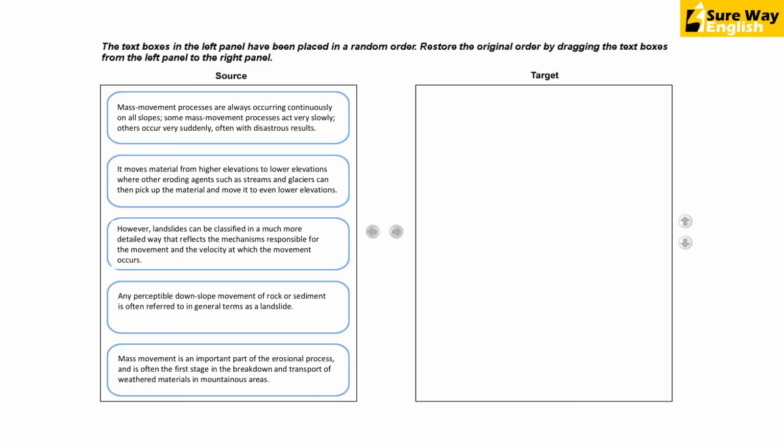This is what the screen will look like. So you have to take the paragraphs on the left and drag them into the box on the right and then arrange them in the right order. You can drag and drop them, or you can also use the arrows.